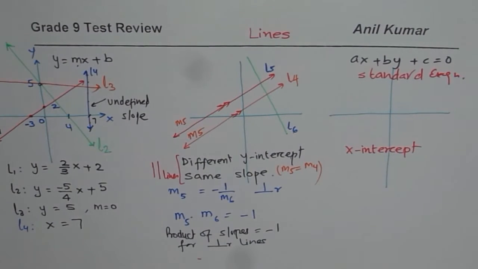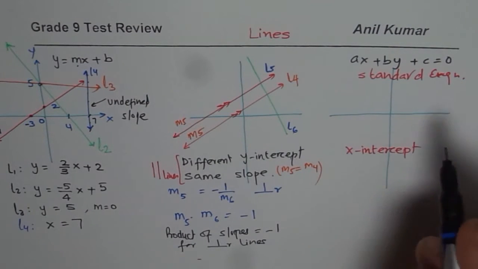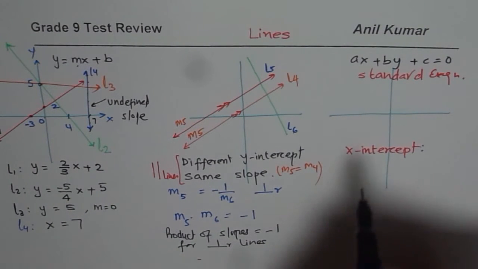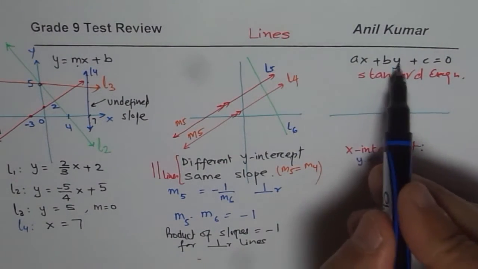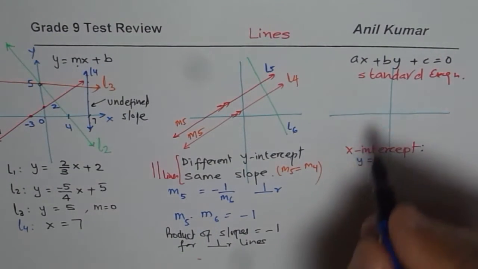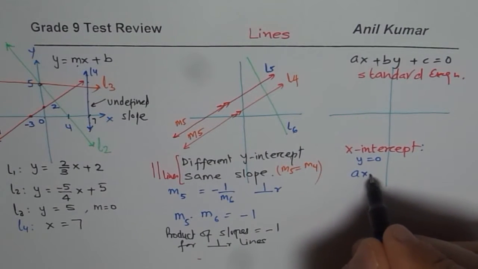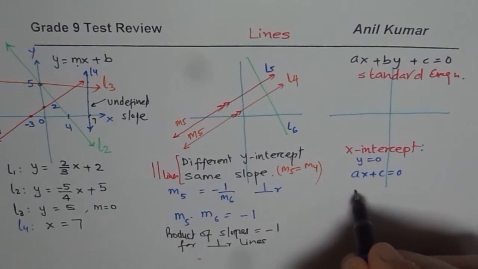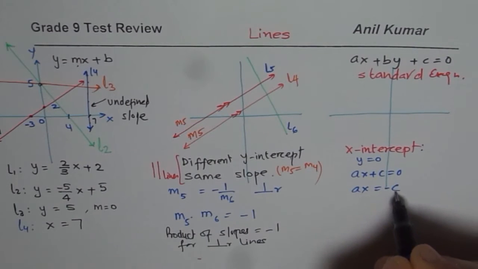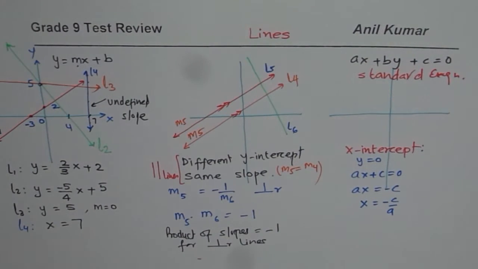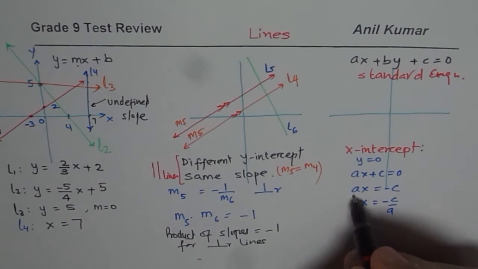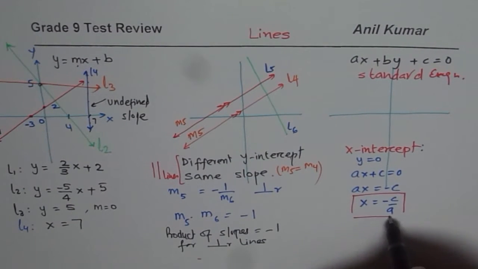So let's talk about x and y-intercept. We can take a general example now. X-intercept really means that y equals 0. If in the general form I put y equals 0, what do I get? I will get ax plus c equals 0. I can write this as ax equals minus c, or the x-intercept is minus c over a. So that is the formula for x-intercept, which may be new for some of you.